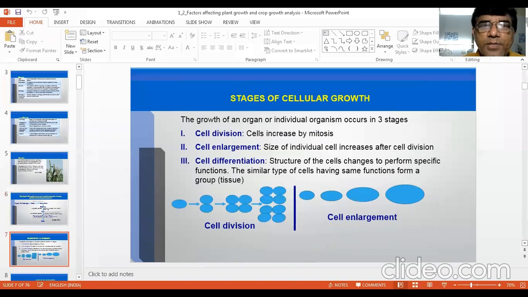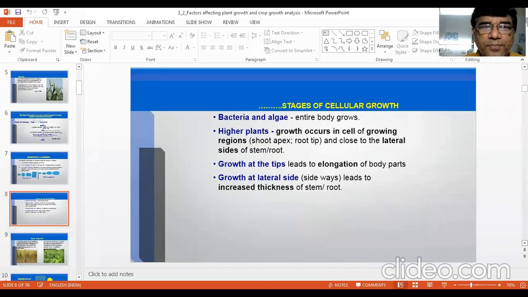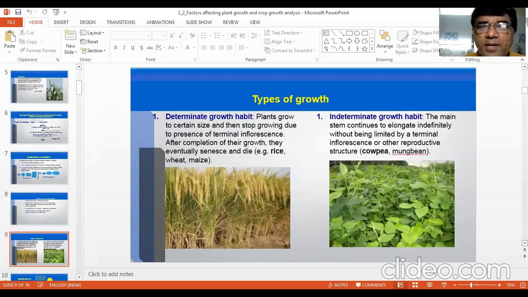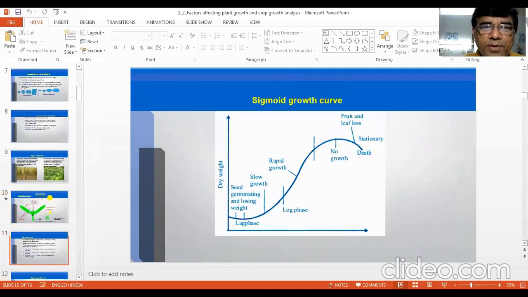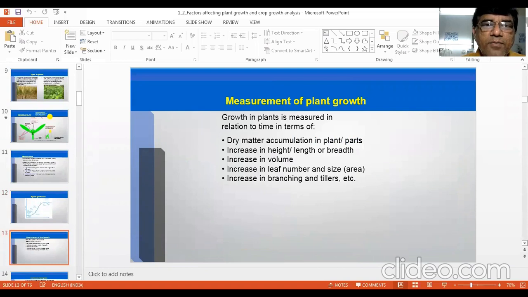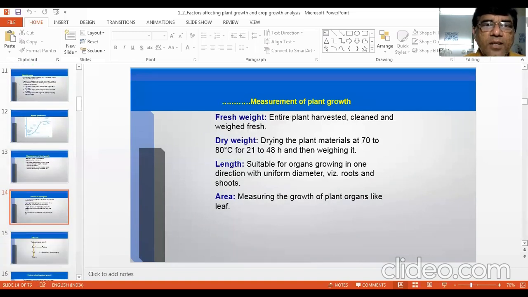And then stages of cellular growth, because this is the cellular growth which is responsible for the overall growth of the crop or plants. And we have seen determinate and indeterminate growth habit. These are two types of growth pattern in our annual plants. And then the growth curve is a sigmoid curve. And then measurement of plant growth, there are several parameters used to quantify growth, maybe dry matter, length, volume, size, etc.